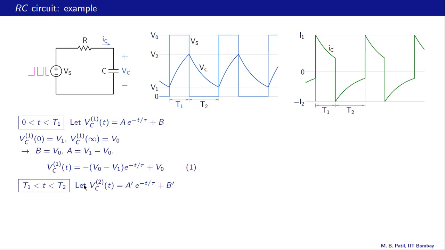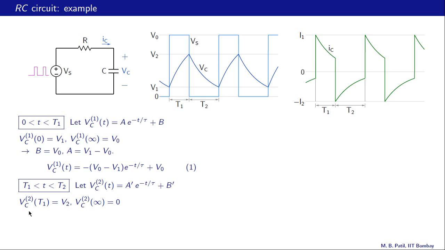Alright, now let us look at the T2 phase and let Vc in the T2 phase, denoted by this superscript 2 over here, be A prime e raised to minus t by tau plus B prime. To find these constants A prime and B prime, we need two conditions on Vc in phase 2. One of the conditions is that at t equal to t1, Vc is equal to V2, and the second condition is that as t tends to infinity, this Vc would have gone to 0.